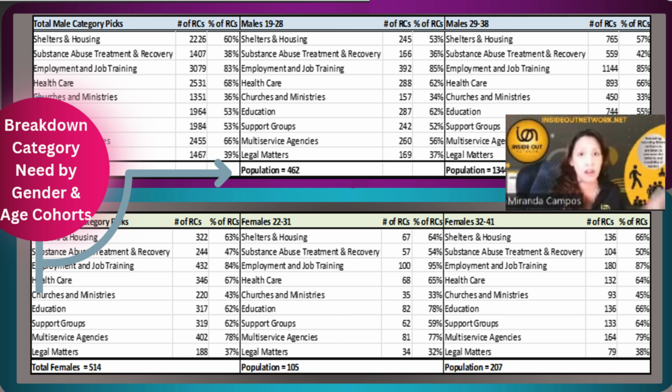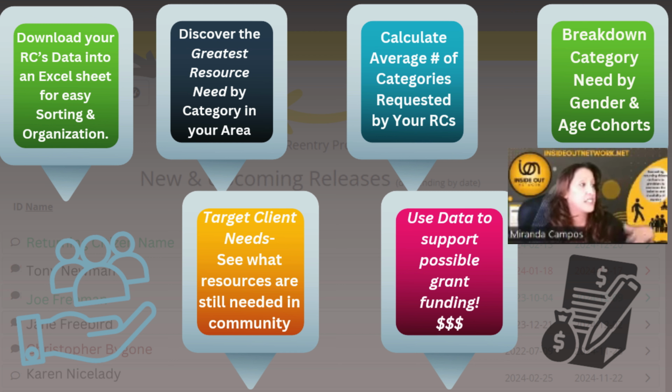So kind of just to recap, these are the things I just went over. You can discover your RC's data, you can sort it, you can find out what the greatest need is. I think the main thing is you can target your client's needs. You can see what resources are still needed in your community, in your area where these returning citizens are coming out to.